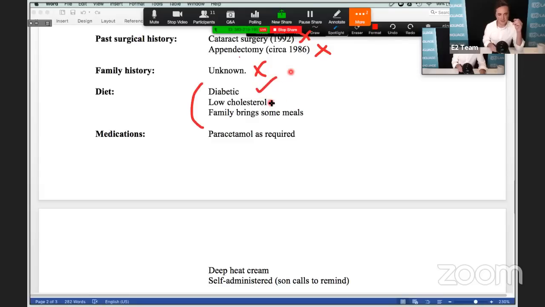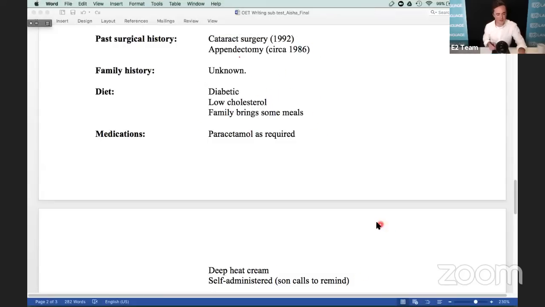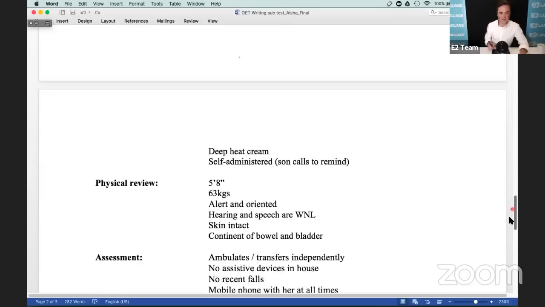So she's on a diabetic diet, low cholesterol. Family brings some meals. Well, maybe. I'll see how many words I have left at the end. Medications, paracetamol, deep heat cream, and that, yes, I will include. But again, as we talked about, the medications are not that important. They're not life-saving medications, for example. They're just painkillers and some cream for her foot. But nevertheless, I'll tell the home care nurse about that.